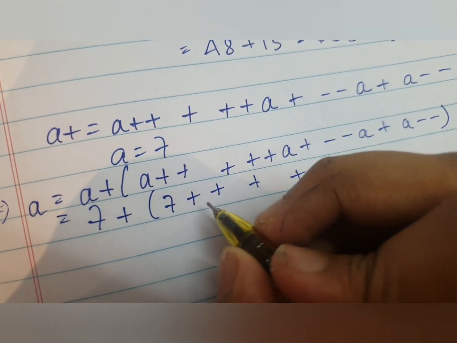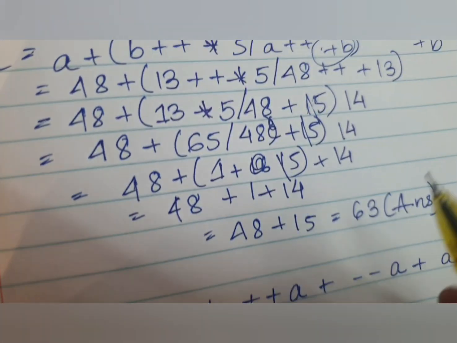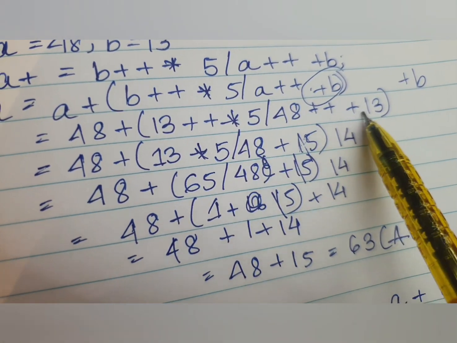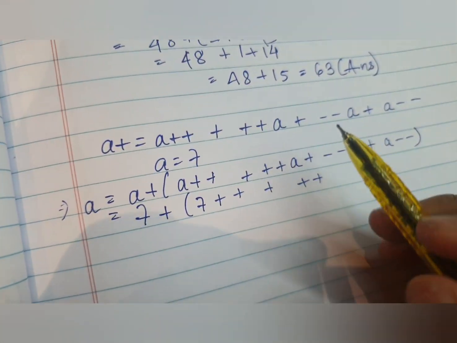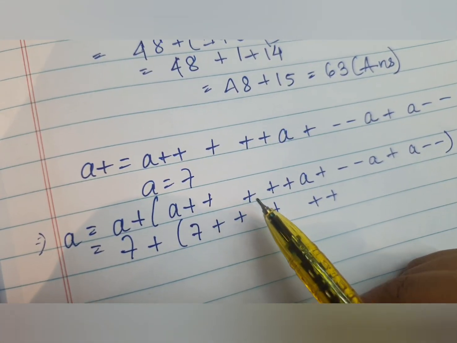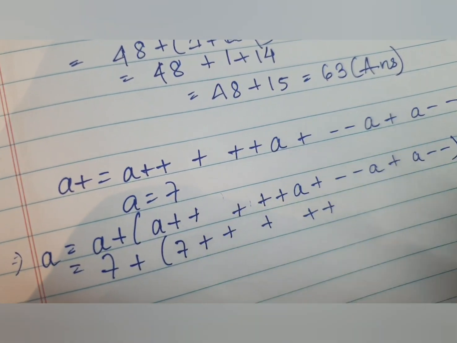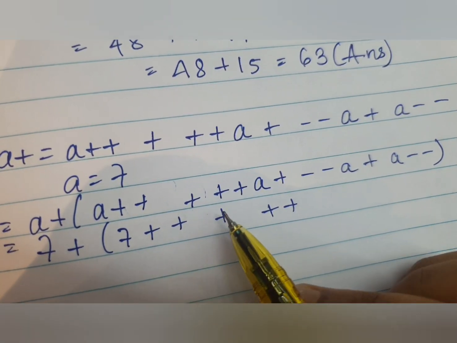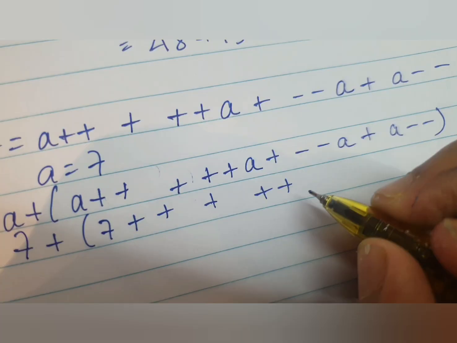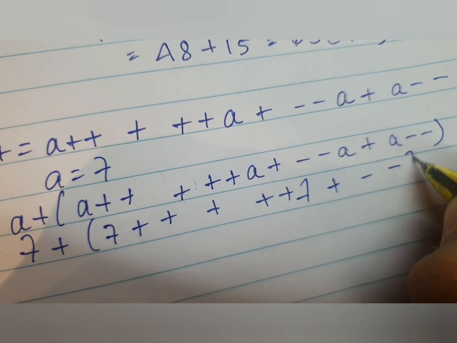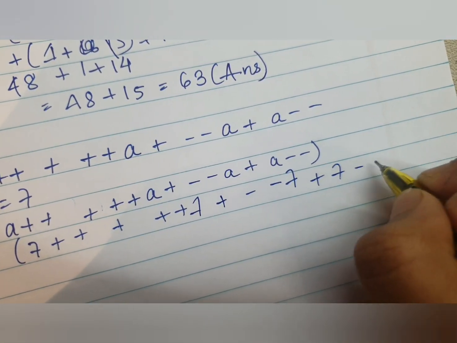Now it's very important you put the plus plus distant. As I told you in this section also, I confuse between prefix and postfix. So it's very important that you make distance between the single plus and the double plus. Okay, so 7 + 7++ + ++7 + --7 + 7--.